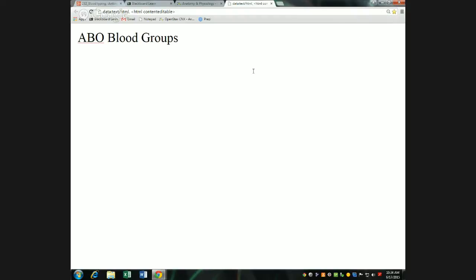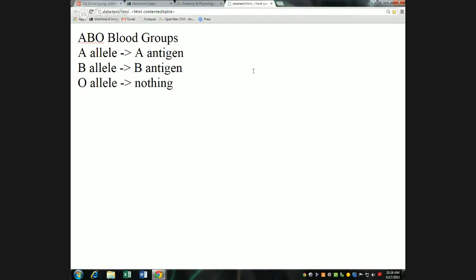Let me just write that down. The A allele is instructions to make the A antigen. The B allele is instructions to make the B antigen. And the O allele is a bad gene, and nothing is made from that. Okay.